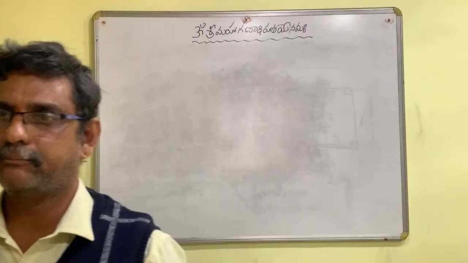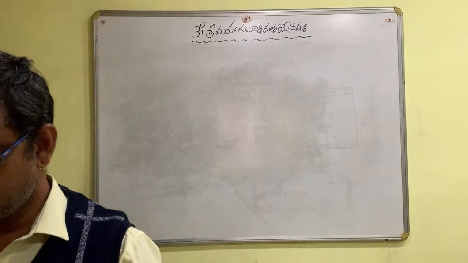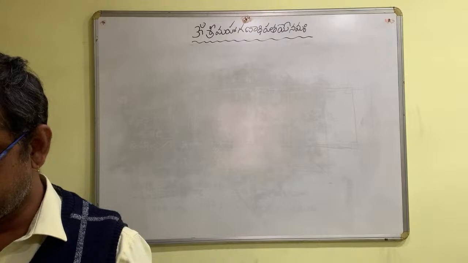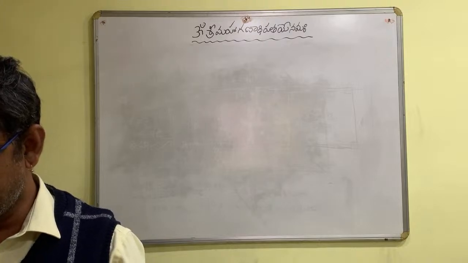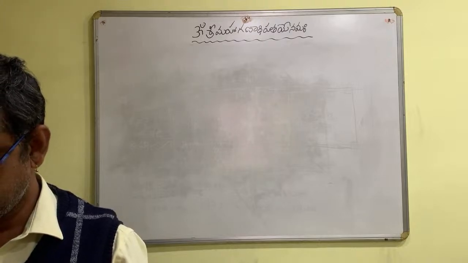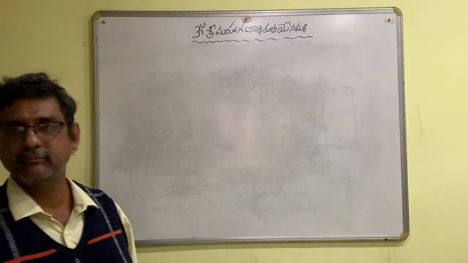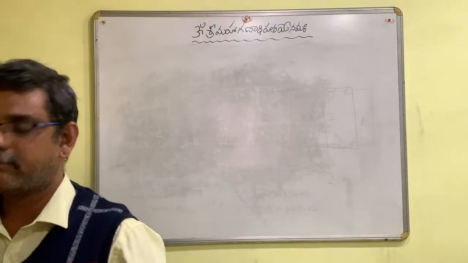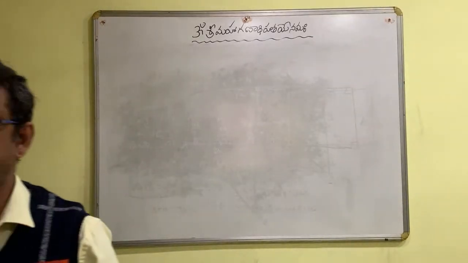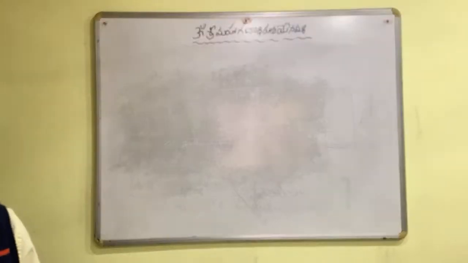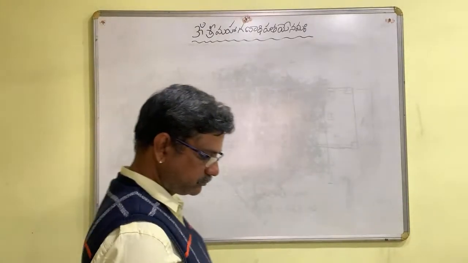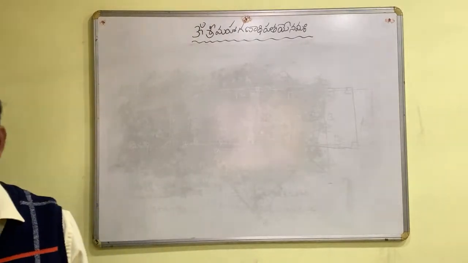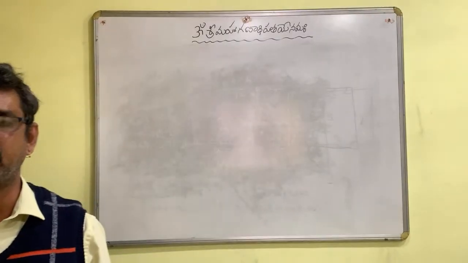Question number 8. Given below is the figure of a circle with center O. Angle BOC is 88. Then what is angle BAC? BAC is 44 degrees. Central angle, inscribed angle is 44.